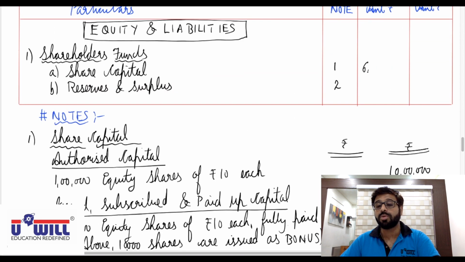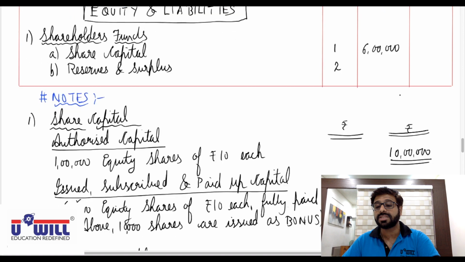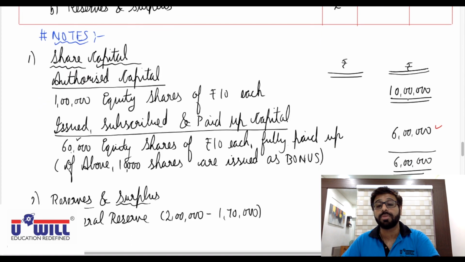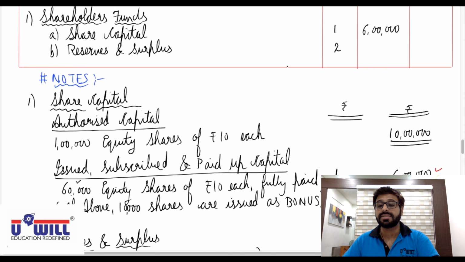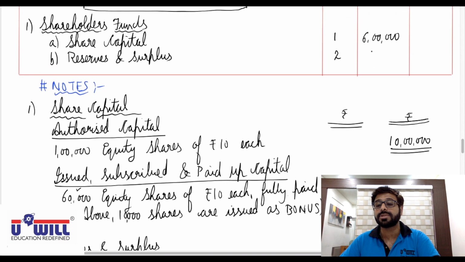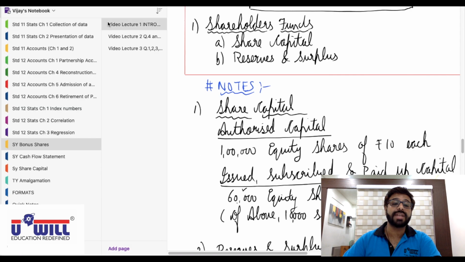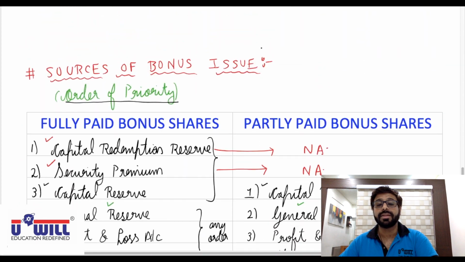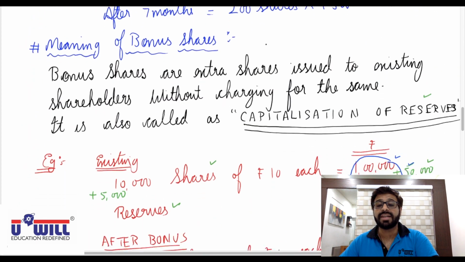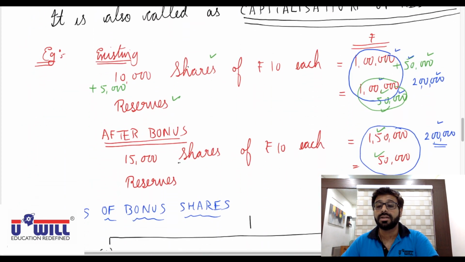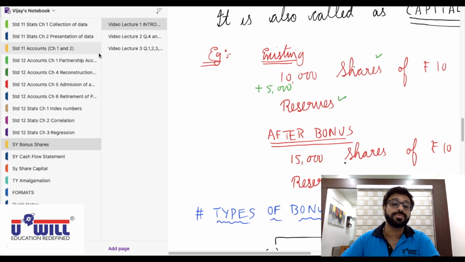Share capital from note 1 we get 6 lakhs. This 10 lakh authorized capital is not to be included in the total. Reserves and surplus from note 2 we get 30,000. So total is 6,30,000. Now if you all remember, in the first lecture I explained that bonus means you are simply transferring the money from one pocket to another. Total amount remains as it is. Same thing you can verify in today's solution also.